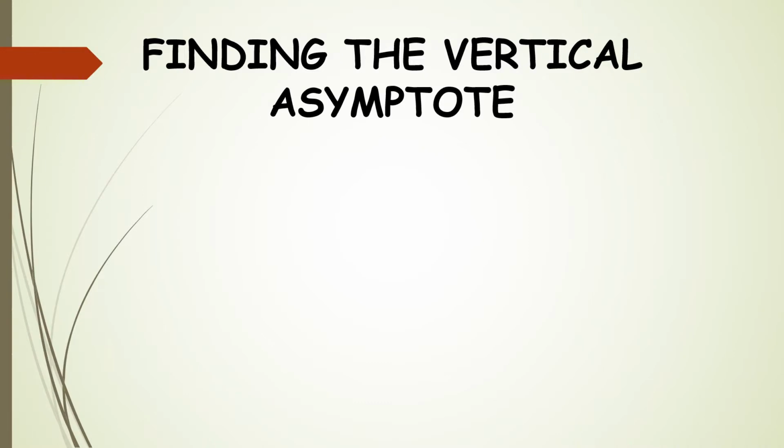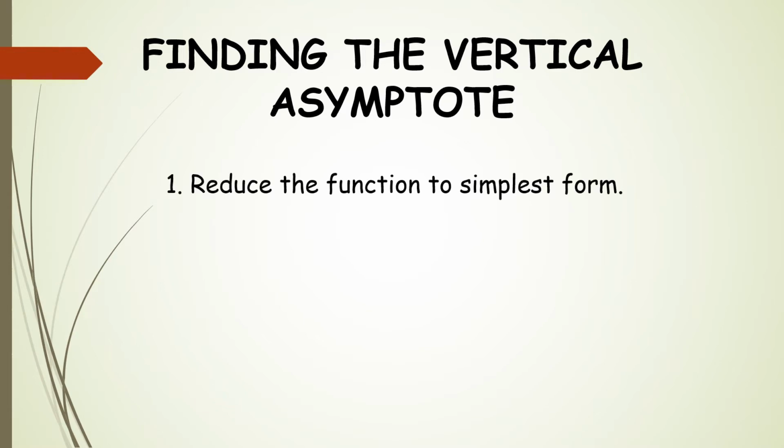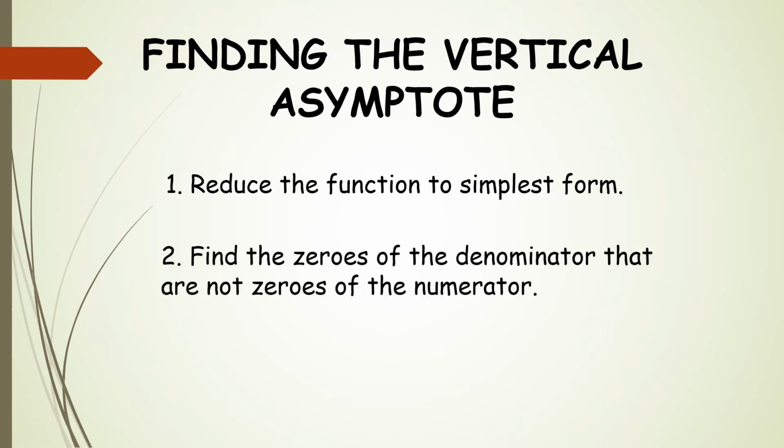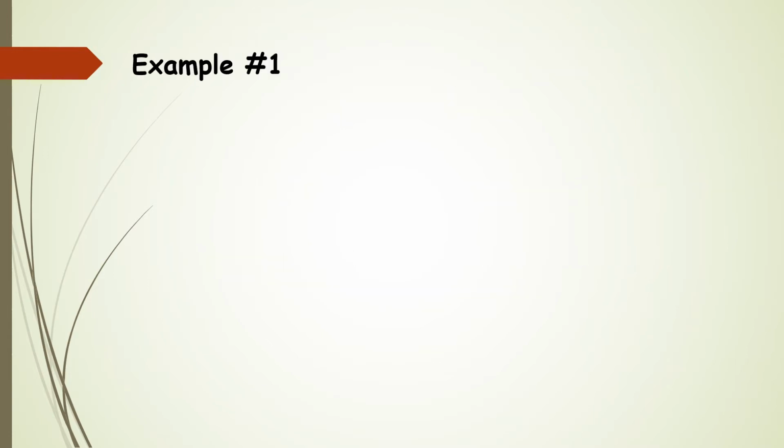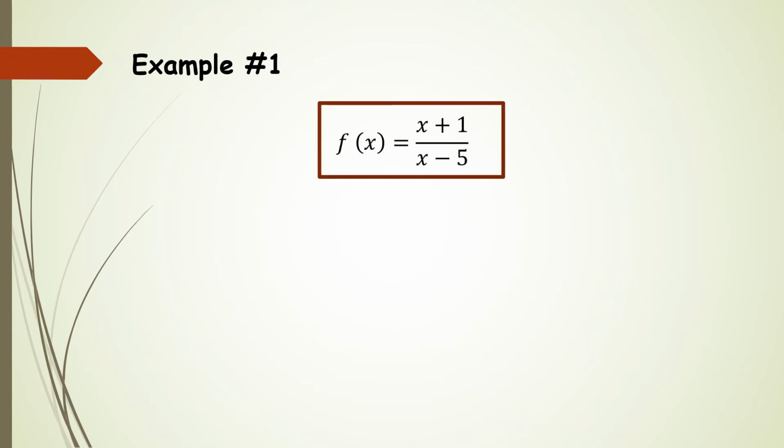So how can we find the vertical asymptote? First, we reduce the function into its simplest form. Second is to find the zeros of the denominator that are not zeros of the numerator. So, para naman dito, magpo-focus naman tayo sa zeros ng denominator. Let's have example number 1.